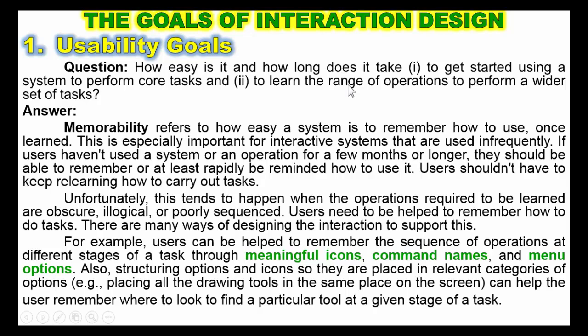Users need to be helped to remember how to do tasks. There are many ways of designing the interaction to support this. For example, users can be helped to remember the sequence of operations at different stages of a task through meaningful icons, command names, and menu options. Also, structuring options and icons so that they are placed in relevant categories of options. For example, placing all the drawing tools in the same place on the screen can help the user remember where to look to find a particular tool at a given stage of a task.